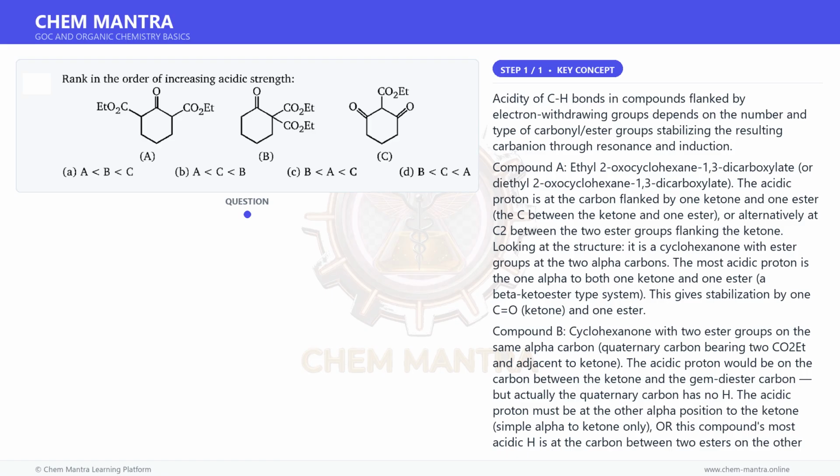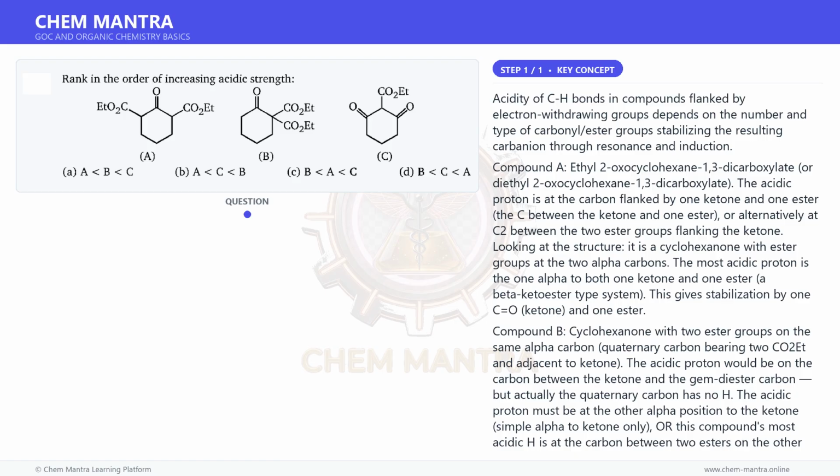The acidic proton is at the carbon flanked by one ketone and one ester, the C between the ketone and one ester, or alternatively at C2 between the two ester groups flanking the ketone. Looking at the structure, it is a cyclohexanone with ester groups at the two alpha carbons. The most acidic proton is the one alpha to both one ketone and one ester, a beta-ketoester type system. This gives stabilization by one C=O, ketone, and one ester.